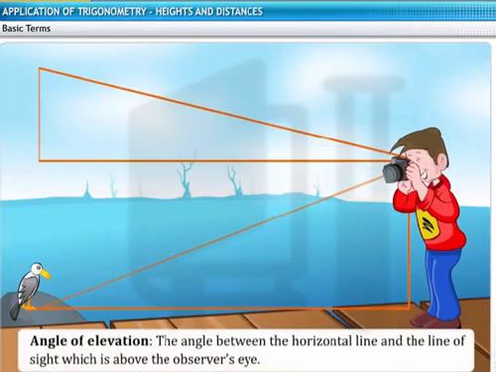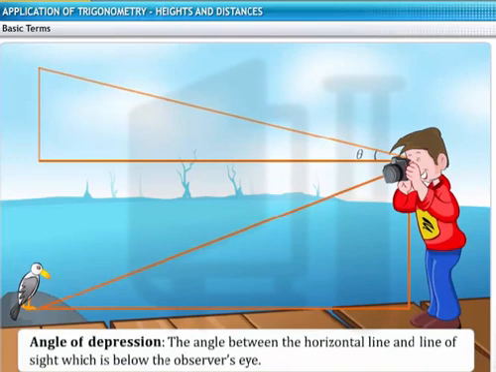While in the second instance, the camera was bent downwards with respect to the horizontal line. The angle which is formed by the line of sight, which is above the line of the observer's eye, is called the angle of elevation. And the angle formed by the line of sight, which is below the line of the observer's eye, is called the angle of depression.